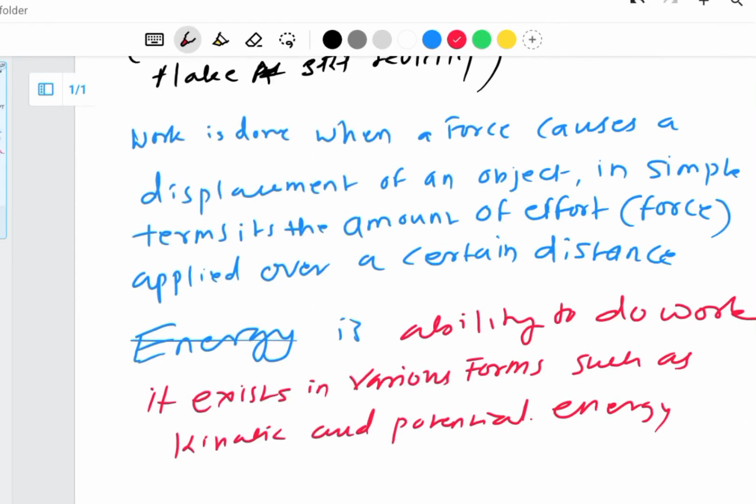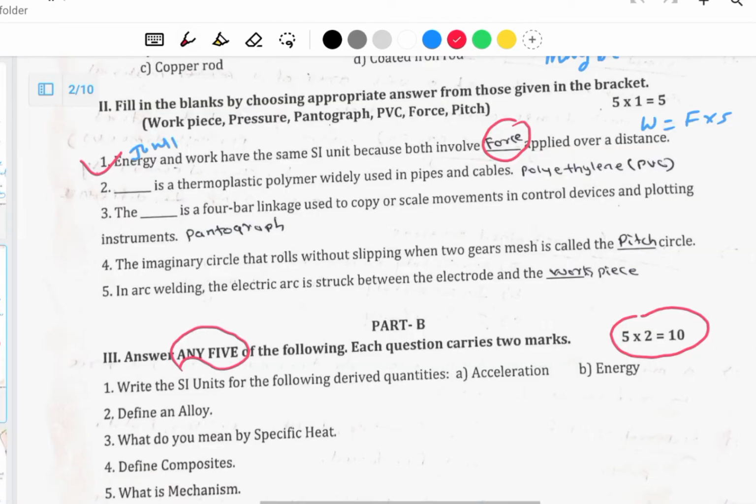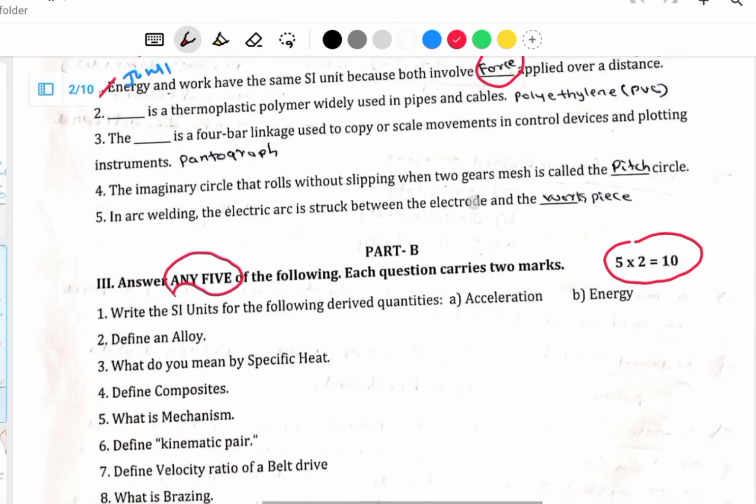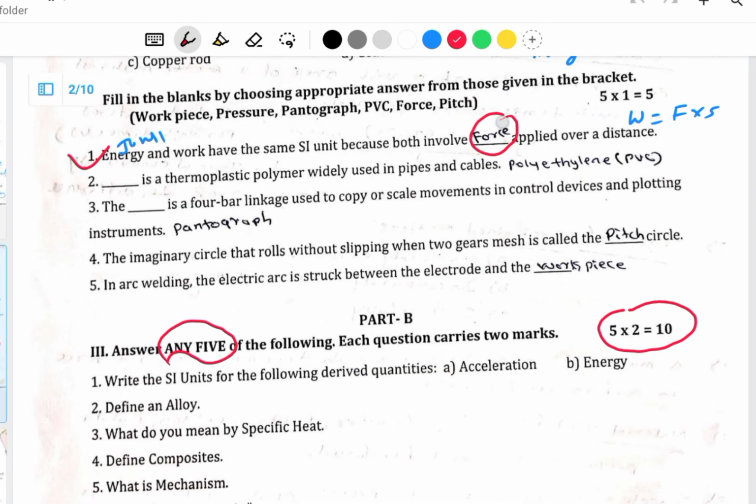Work is done when the force causes a displacement. Because of the force, if you are pushing something, it will move from one place to another place. So then we can say that work is done, or else it is an effort. So both in work as well as in energy, at both places you have to apply the force. Force is the main thing that is going to work.